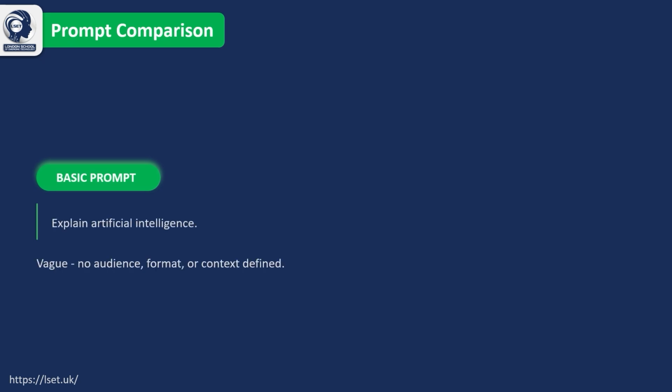Let's compare a basic prompt with an improved prompt. The basic prompt simply says, "Explain artificial intelligence." While this gives the AI a topic, it doesn't specify the audience, level of detail, or expected format. As a result, the response may be too broad or inconsistent.